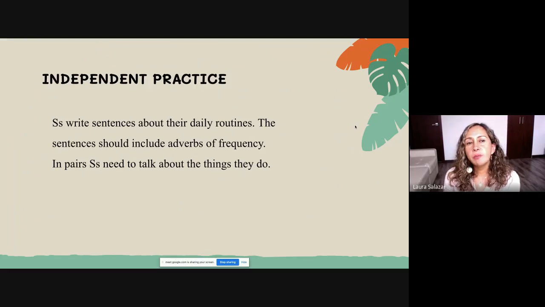For the independent practice, students write sentences about their daily routines. The sentences should include adverbs of frequency. And then in pairs, students need to talk about the things they do in their daily routine.